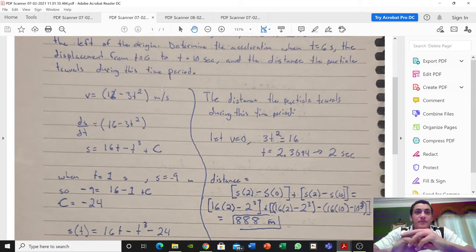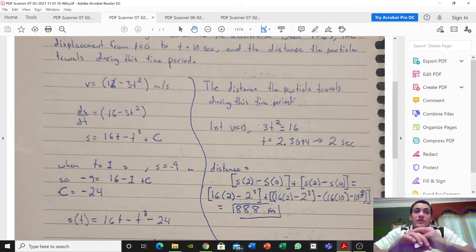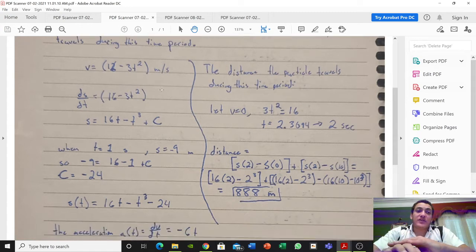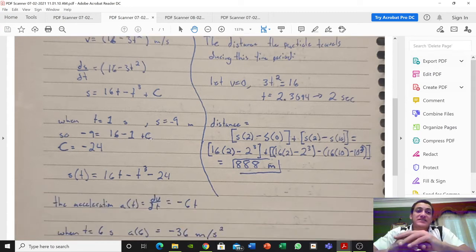Starting here from the left side, v equals 16 minus 3t squared meters per second, just as we did last time. So ds over dt equals 16 minus 3t squared. Integrating, s equals 16t minus t to the power of 3 plus a constant, c. When t equals 2 seconds, s equals negative 9 meters. So negative 9 equals 32 minus 8 plus c. So c equals negative 33? So s of t equals 16t minus t cubed plus c.